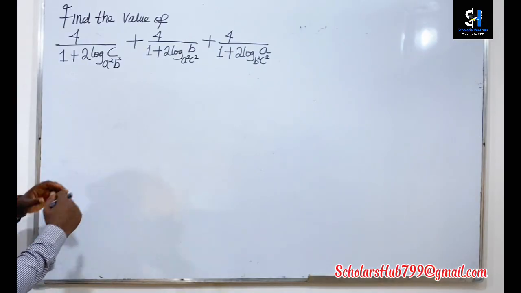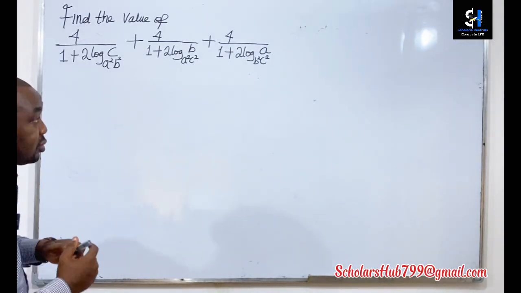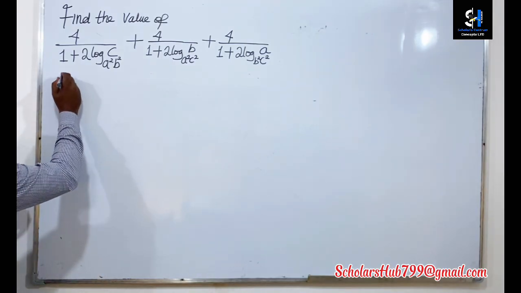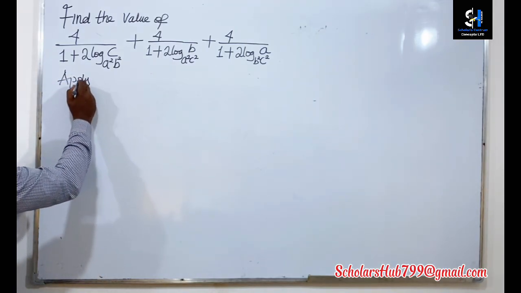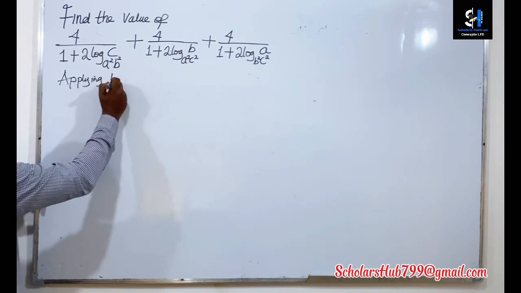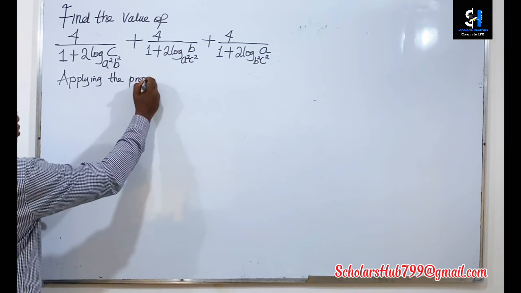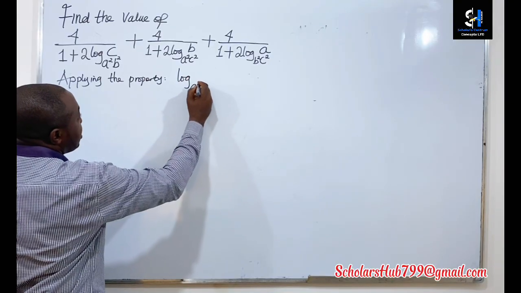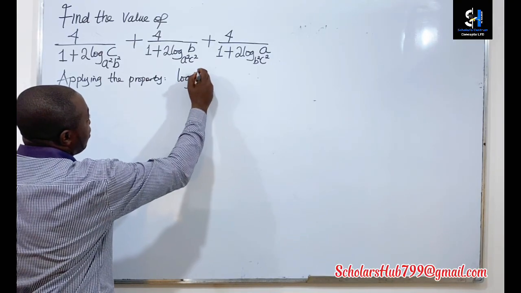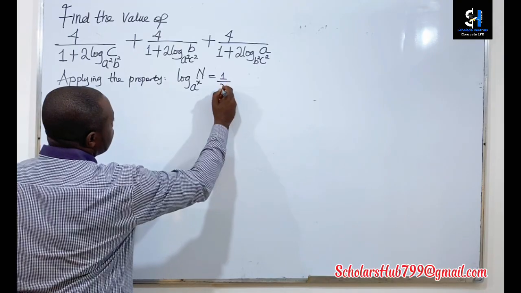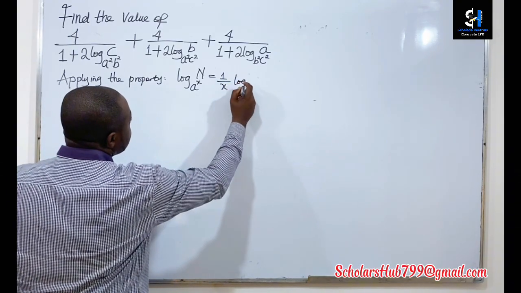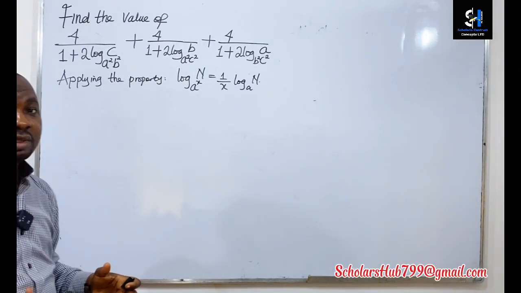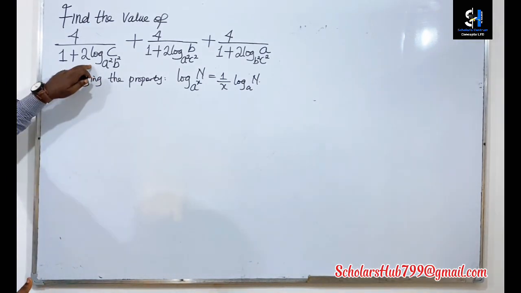All right, so to start with, the first property of logarithm that we're going to apply is: logarithm to base a exponent x of n equals 1 over x multiplied by logarithm to base a of n. It's one of the properties of logarithm. So we do that to the denominator.